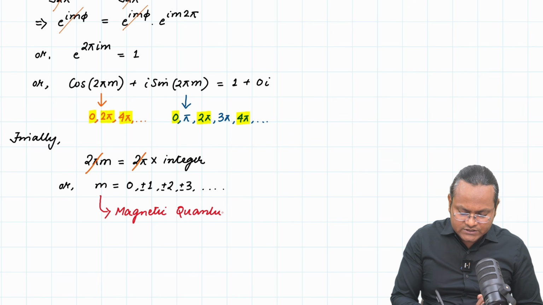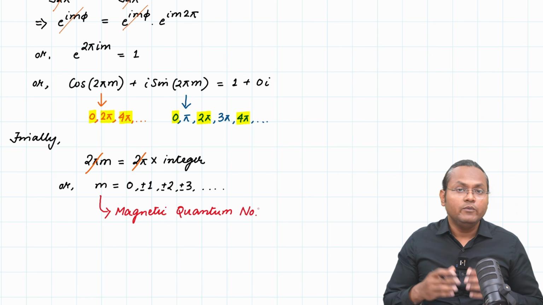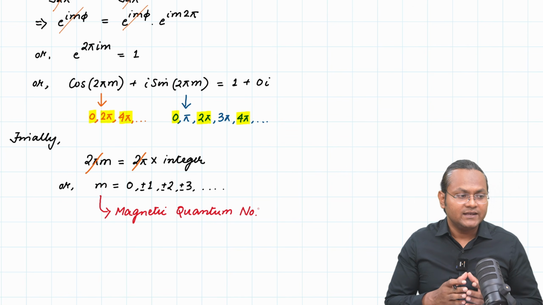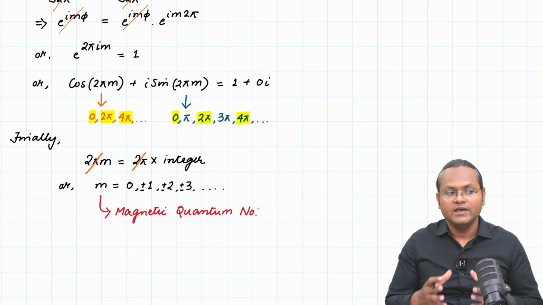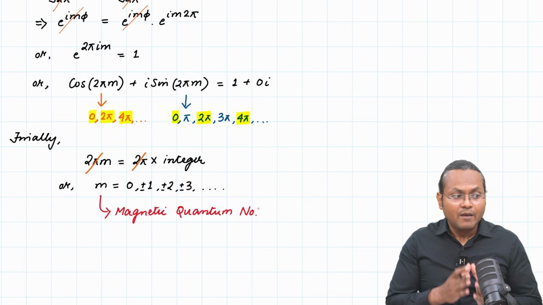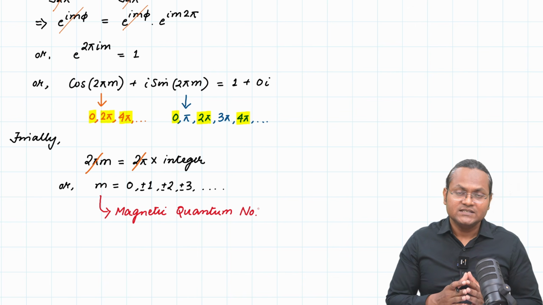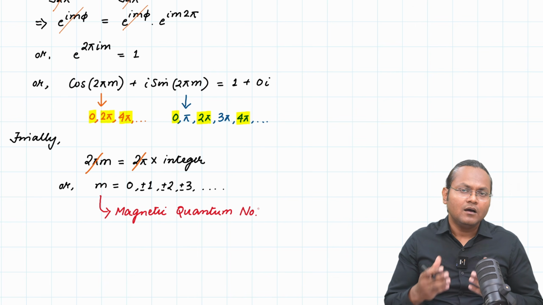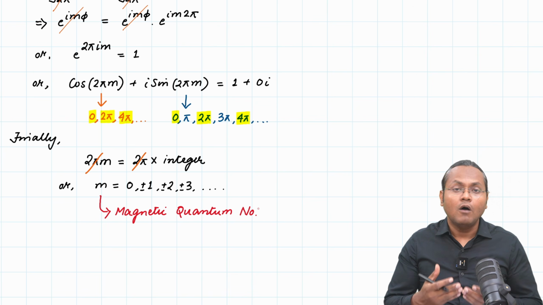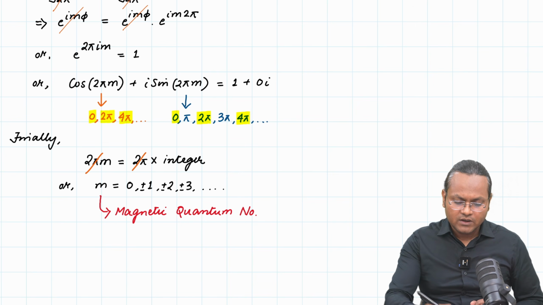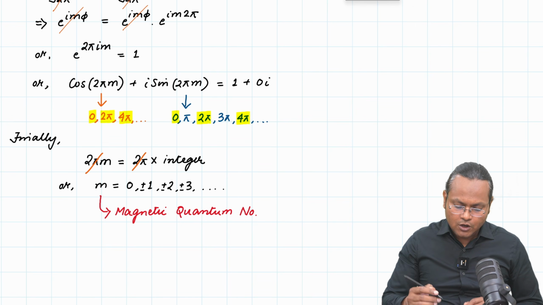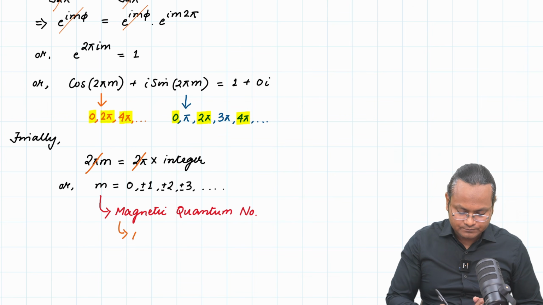Later on, when we study angular momentum in a different video, of course, we will see the role that this magnetic quantum number plays in terms of the angular momentum of the electron in the hydrogen atom. What this magnetic quantum number m does is give us an idea about the z component of this angular momentum. So in a way, the magnetic quantum number is very much responsible for what is known as direction quantization of angular momentum.